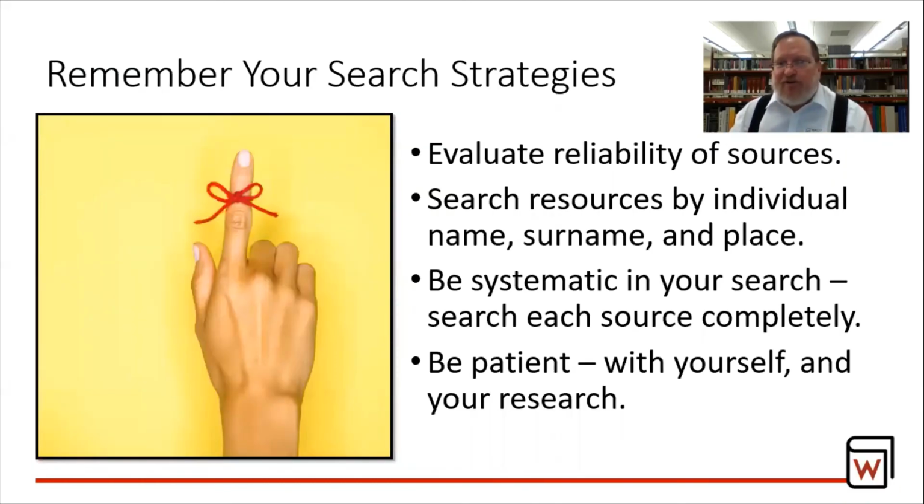So, remembering your research and for secondary resources, always reevaluate the resource itself. Ask yourself if it's primary or secondary, and where the source of information is coming from. Search resources by individual name, surname, and place, not just through the index, but by looking at the table of contents and other factors. Be systematic in your search. Search thoroughly through each resource for each ancestor, through every resource that you can find, and be patient with yourself and your research.